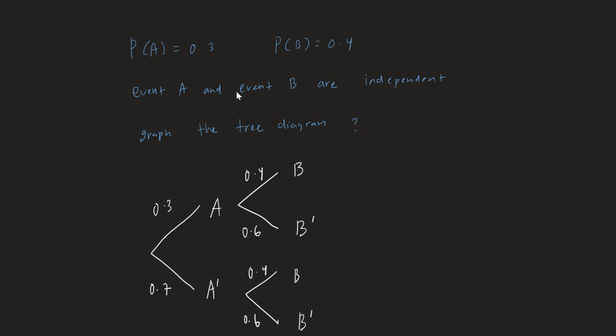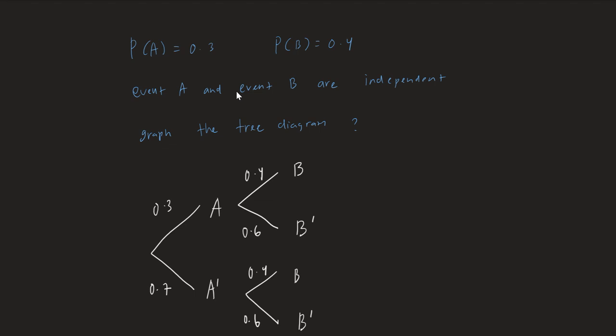Okay, stop. You just said event B is 0.4. I understand that. And so for A prime, it would be 0.4. Even for the probability of B given A prime, it would be 0.4, yes, correct. Why? Because they are independent.